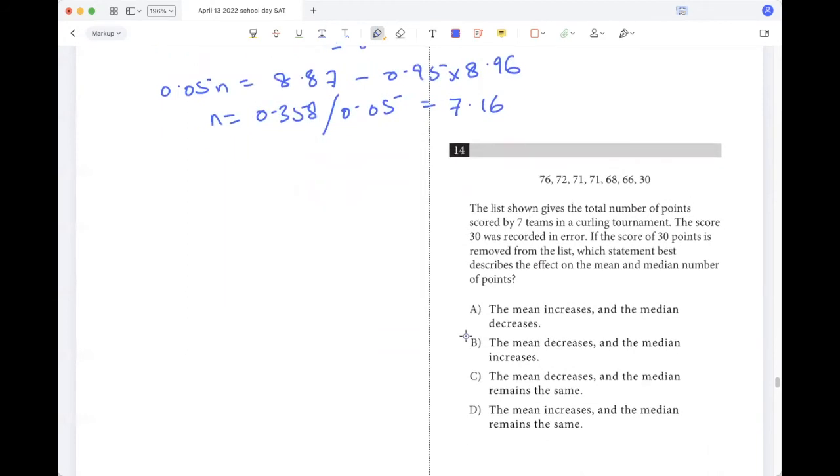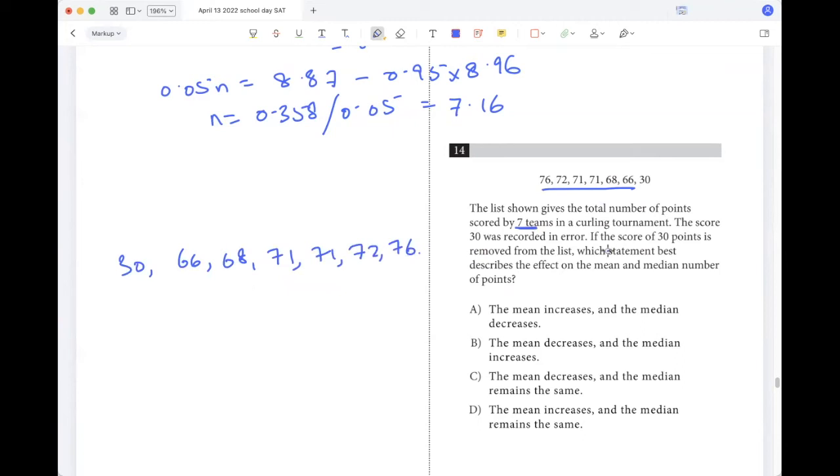The list shown gives the total number of points scored by 7 teams in a curling tournament. The score 30 was recorded in error. If the score of 30 points is removed from the list, which statement best describes the effect on the median and the mean number of points? Okay, so this is 7 teams, right? So if I put them in ascending order, then 30 comes first, and then you have 66, 68, 71, 71, 72, and 76, right?